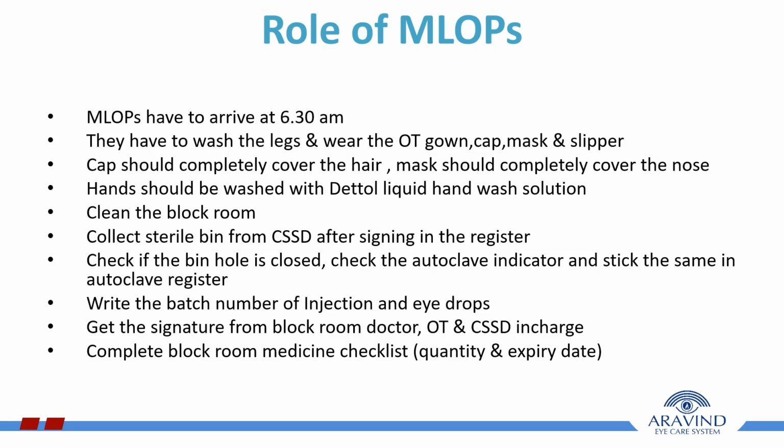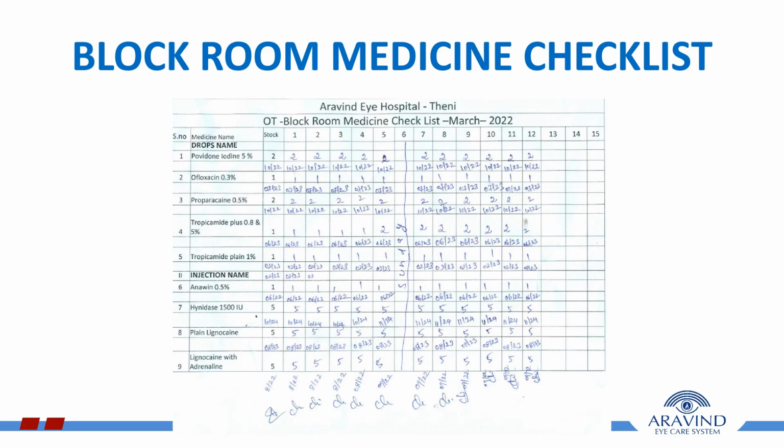Clean the block room. Collect sterile bin from CSSD after signing in the register. Check if the bin hole is closed. Check the autoclave indicator and stick the same in autoclave register. Write the batch number of injection and eye drops. Get the signature from blockroom doctor, OT and CSSD in charge. Complete blockroom medicine checklist, quantity and expiry date to be included. This is a picture of the blockroom medicine checklist.